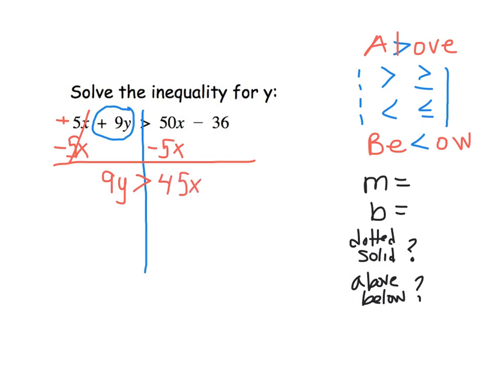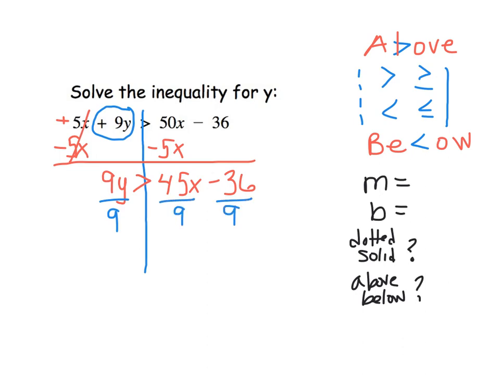45x minus 36. Now I don't have any other terms on the left side, so all that's happening to my y right now is it's being multiplied by 9, so the inverse of multiply is to divide. So I'm going to divide every term by 9.